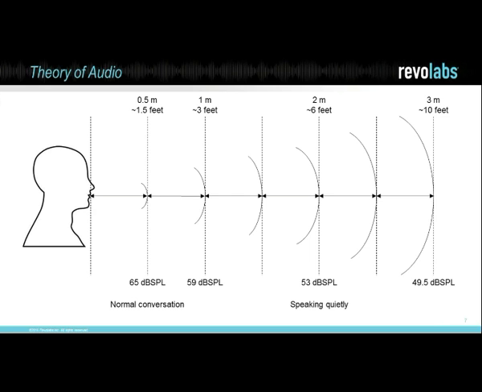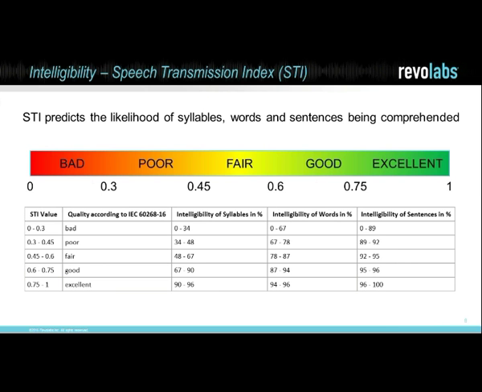I think that's great, but the other part that I get concerned about is, do I understand what's being said? So being able to hear, of course, is important, but more important is once we hear it, can we understand what's being said? And so that's where speech transmission index comes into play. STI is a measurement that predicts the likelihood that you're going to comprehend what's being said in a particular environment. So this takes into account things like reverberation that I just talked about. And the goal here is to really be in that good to excellent range.